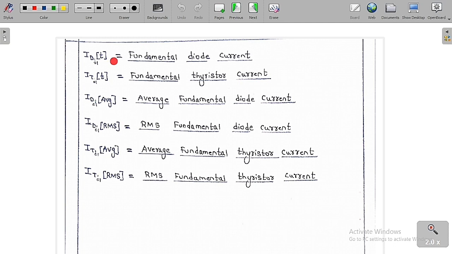IT01 of t means the fundamental component of the diode current, and IT01 of t for the thyristor means the fundamental component of the thyristor current, whereas IT01 average means the average value of the fundamental component of the diode current, and IT01 RMS means the RMS value of the fundamental component of the diode current. IT01 average for the thyristor means the average value of the fundamental component of the thyristor current, and IT01 RMS means the RMS value of the fundamental component of the thyristor current.